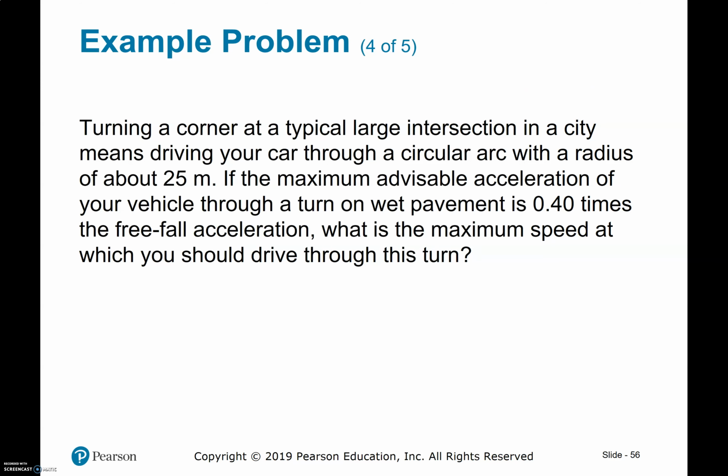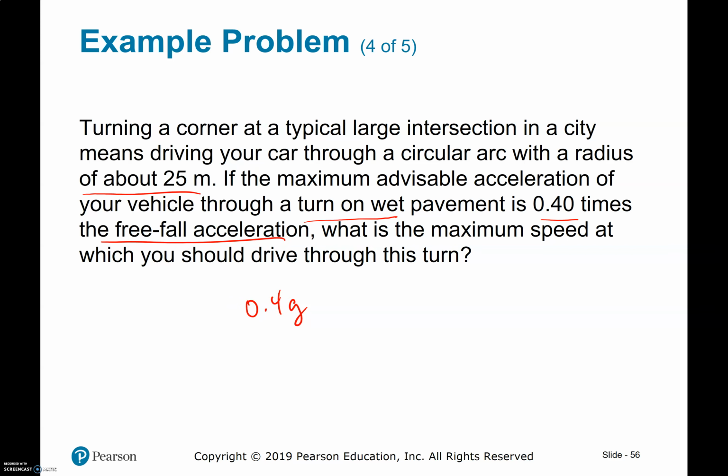So let's look at another problem: turning a corner in a typical large intersection in a city. While driving, you have to drive your car through a circular arc, and the radius is about 25 meters. They tell you the maximum advisable acceleration of your vehicle through the turn when the pavement is wet should be 0.4 times g, the free-fall acceleration.